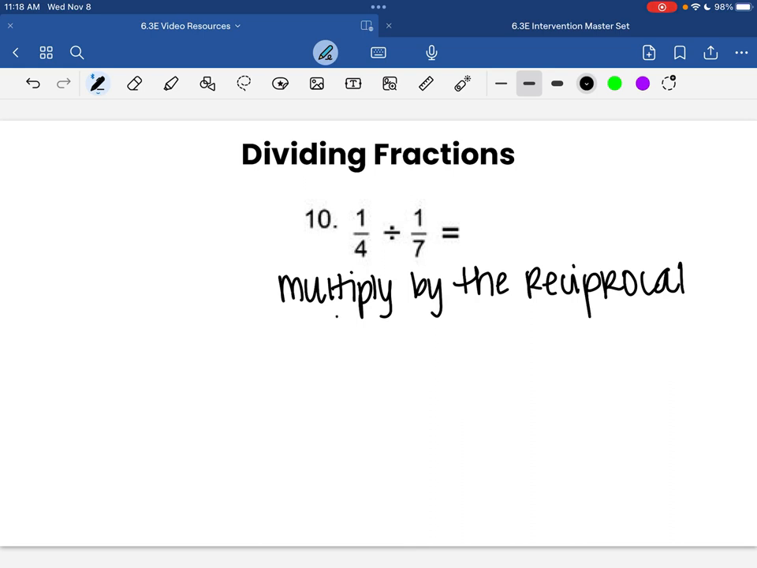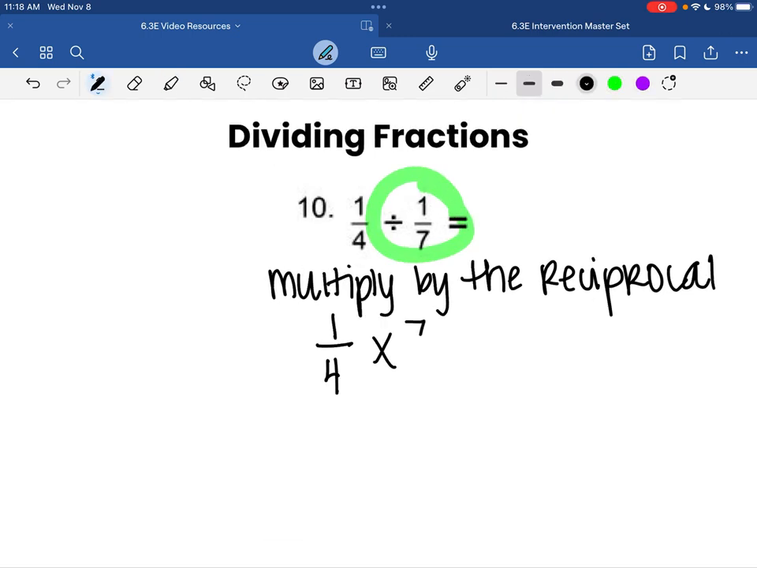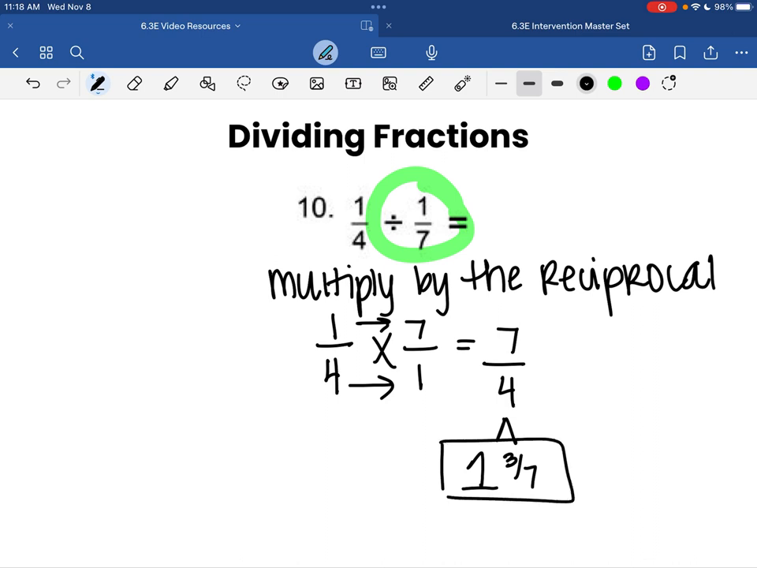So that means I'm going to rewrite it as 1/4 multiplied by the reciprocal of the second fraction, which becomes 7/1. And now I would just multiply straight across. So 1 times 7 is 7, and 4 times 1 is 4. This is still improper, so this can decompose into 1 whole and a remaining 3/7. So when we have 1/4 divided by 1/7, we get 1 and 3/7.